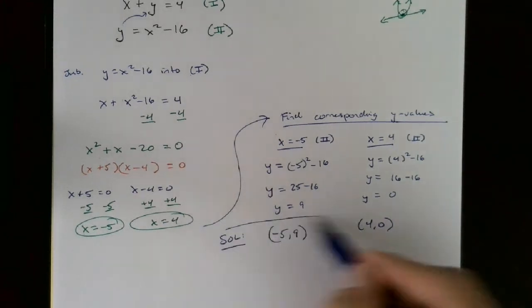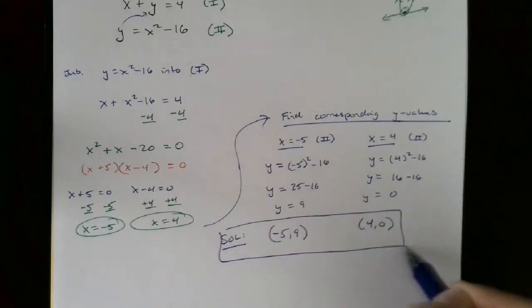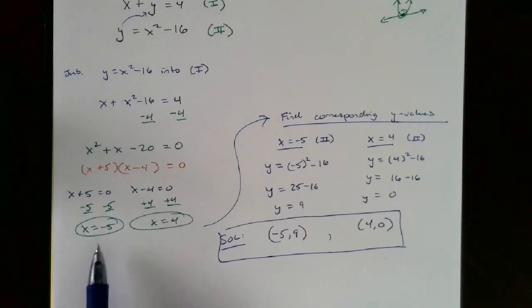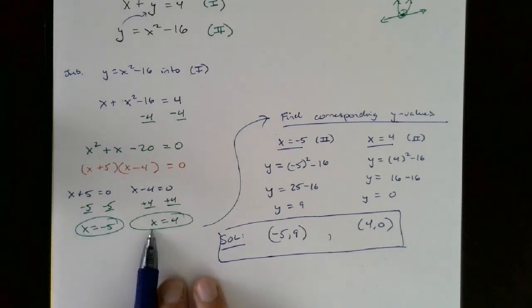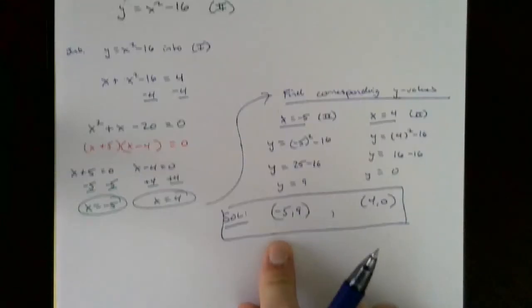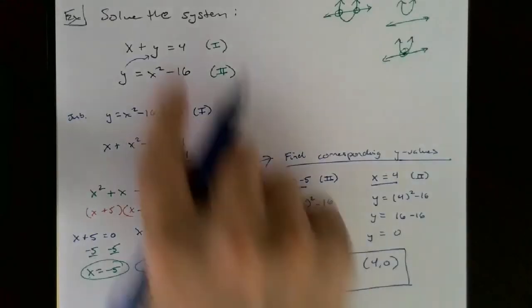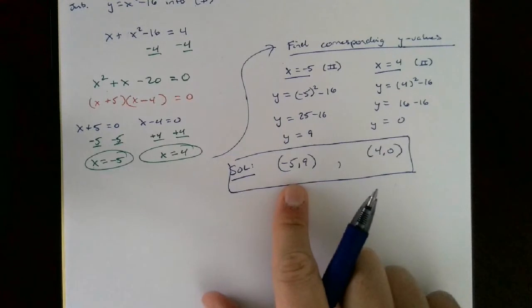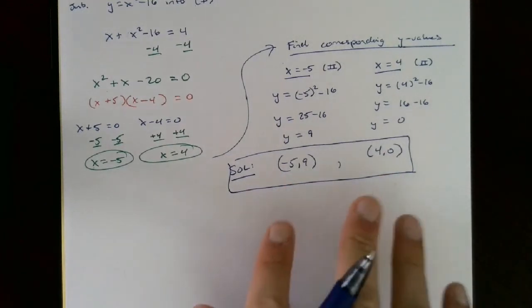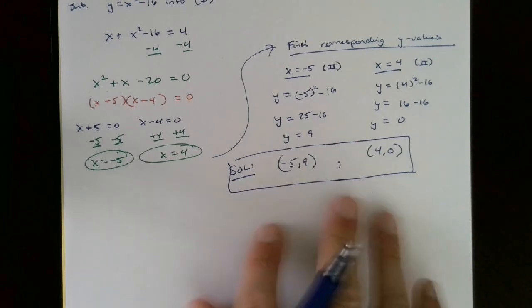All right, and you need the full ordered pair, because the ordered pair is where they cross. If you just give me the x values, you haven't completed the problem. It's the most common mistake people make on the final exam for our course, is that they only give you the x values, they don't give you the y values that go with it. So this tells me that the line and the parabola that we have here intersect at the points negative 5, 9, and 4, 0.